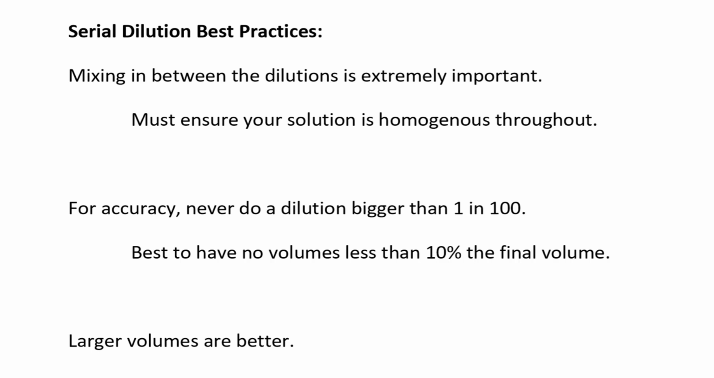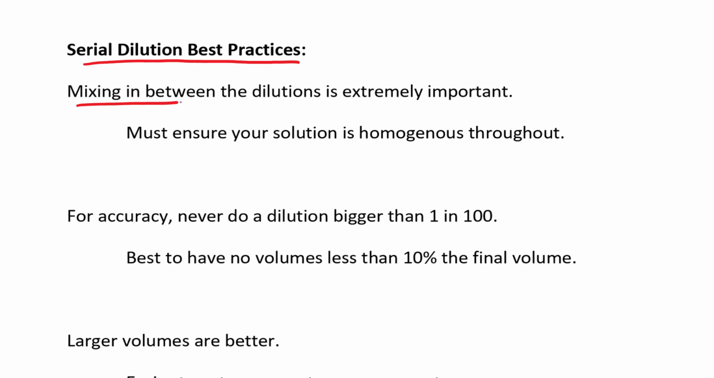I would like to cover some serial dilution best practices. Things you should do and things you shouldn't do. Number 1, mix in between thoroughly, extremely important. Ensure your solution is homogeneous throughout. If it is not mixed thoroughly, you're not going to get an accurate serial dilution. If you want to be accurate, never do anything bigger than a 1 in 100 dilution. And it's best to have no volumes less than 10% the final volume. I would prefer 1 in 10s only.